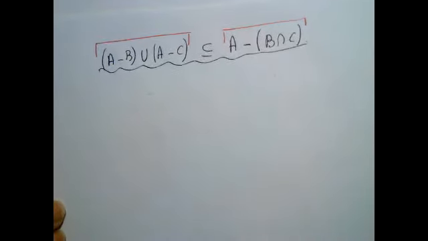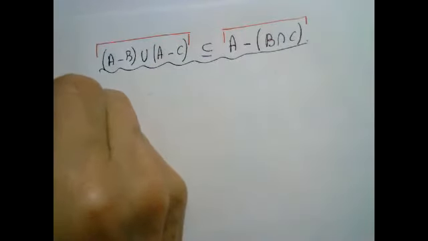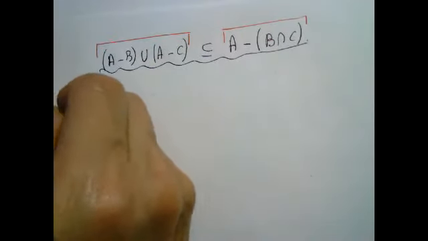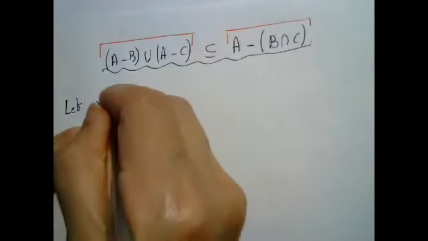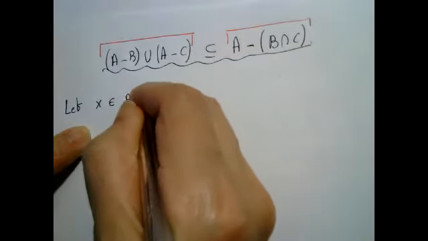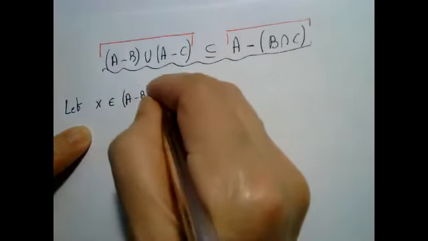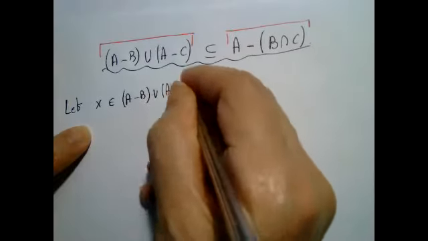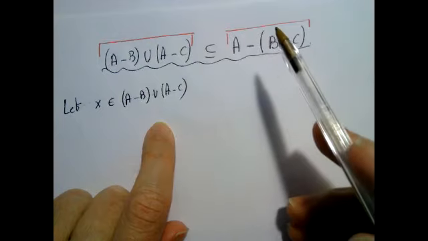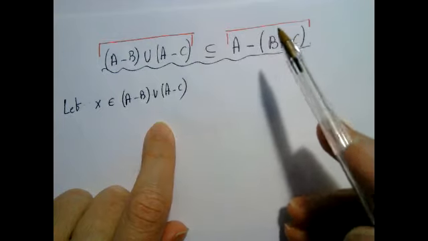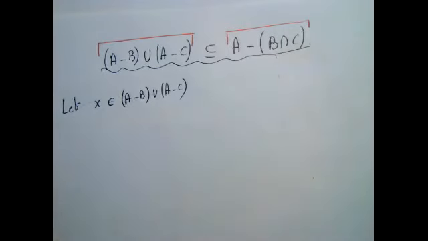Okay, now what's the first sentence? Patrick, what shall I write? Let X be an element of A minus B union A minus C. Yeah. And where should I land? I should convince you that my X is an element of A minus B intersect C. Okay, so let's start. What does it mean to be? Patrick, if you want to continue, continue.